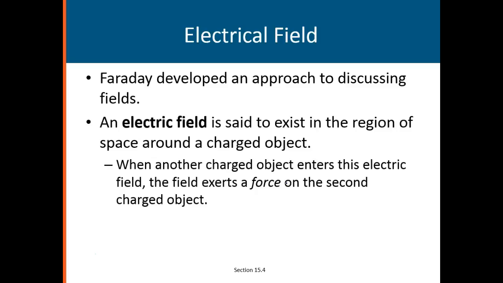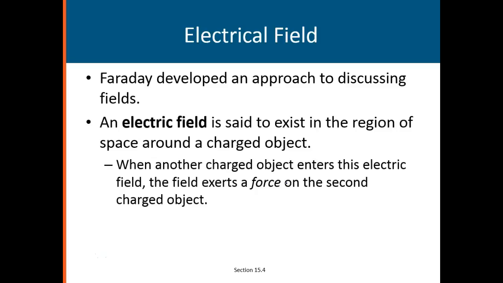An electric field is said to exist in the region of space around a charged object. When another charged object enters that electric field, the field exerts a force on the second charged object. So, that's the concept. You have a charged object here, it has a field. By the way, the field goes in all directions from that. Okay? Now, there is a convention that's used. If this is a positive charge here, the field lines always point out. They always point away from a positive charge. If it's a negative charge here, the field lines always point in. Okay? Those are the field lines.